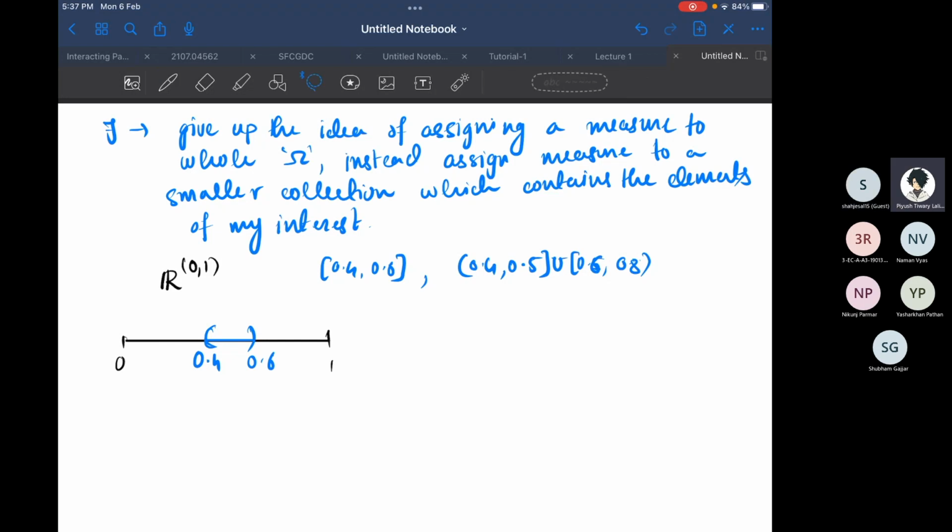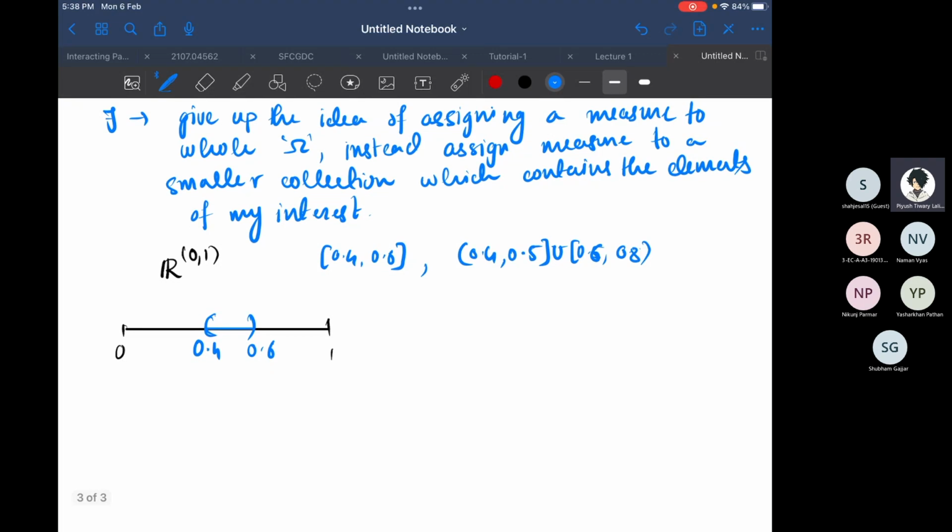Yeah, most of what you said was correct. In some sense, you are correct. The idea is to come up with something which I know is of interest to me. For example, these intervals are good. You could have said that intervals are of no use to me, and I want my points to be there, I want my elements.